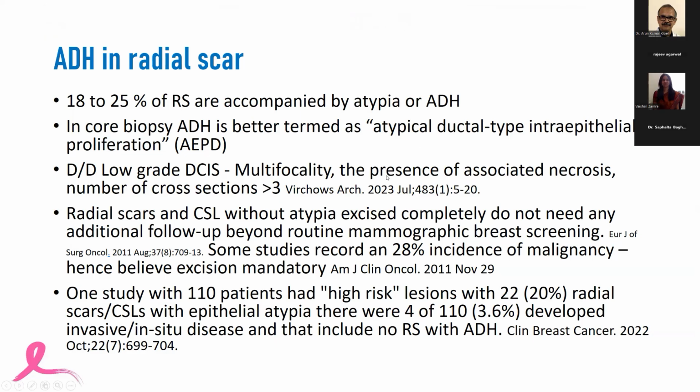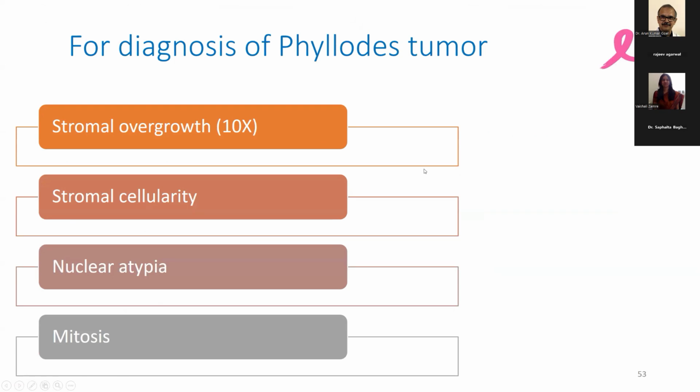Remember that you should understand that if it is multifocal, it is associated with necrosis, and it is seen in more than 3 cross sections, you will call it DCIS and not ADH. So that's the whole story about ADH and DCIS. Now, just one quick word on fibroepithelial tumors before I close.